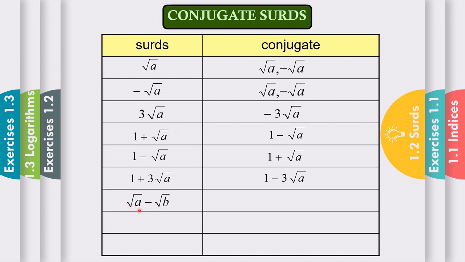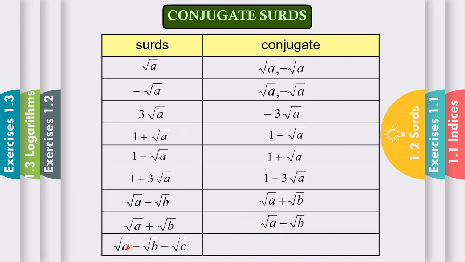If you have both surds, for example, surd a minus surd b, the conjugate is surd a plus surd b. If it is plus, it will become minus. Make sure that you don't change the operation in front of surd a right here. We only change the operation in the middle.